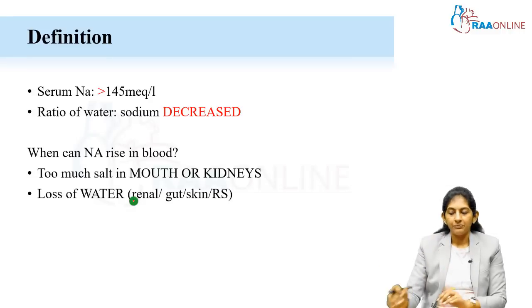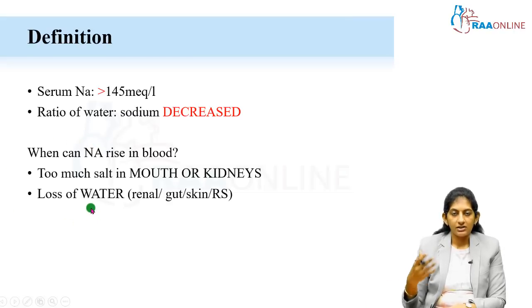Okay, so that's why, when the ratio of water to sodium is decreased, there will be too much salt. That is hypernatremia. Where all can water go out? Three places where water can get excreted. One is through the mouth, GIT, so vomiting or diarrhea, or through your skin, or through the respiratory system, or through the renal, that is polyuria.